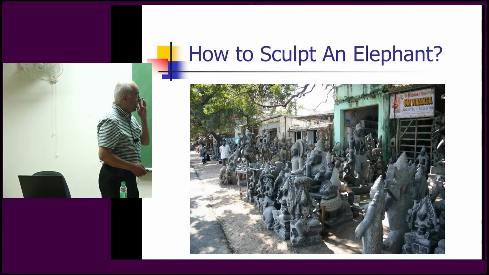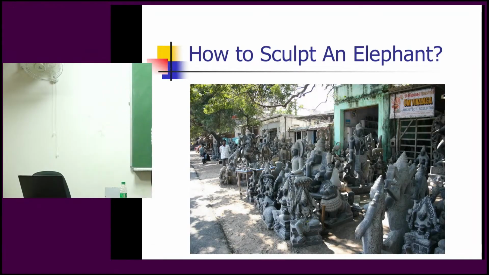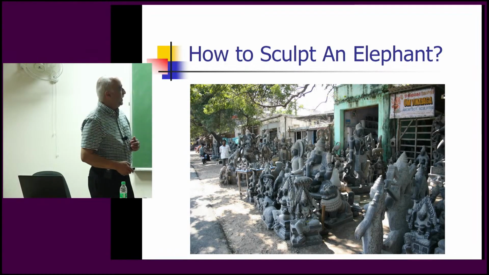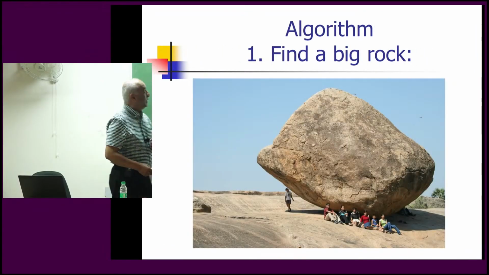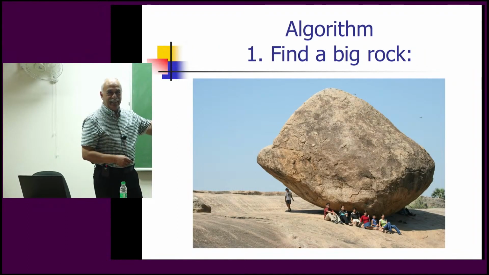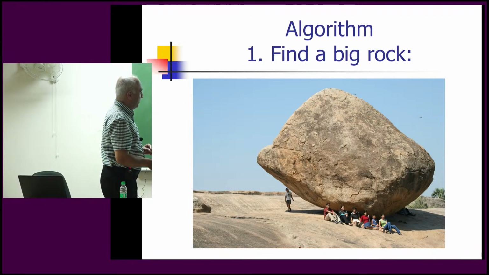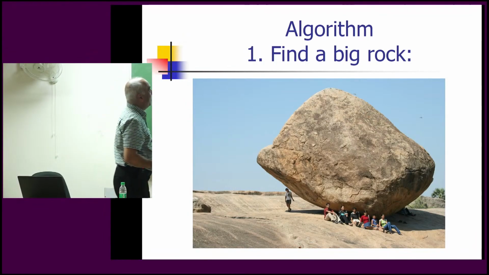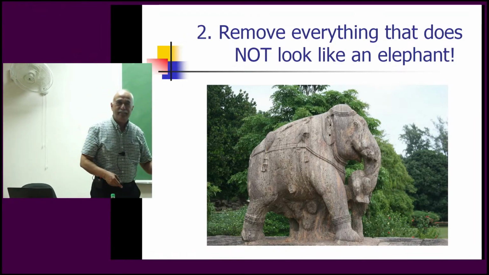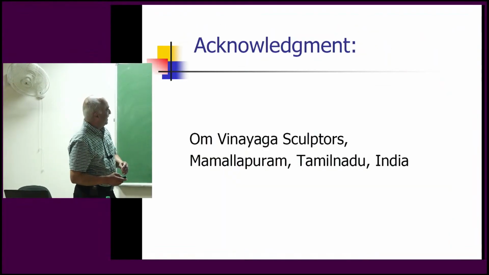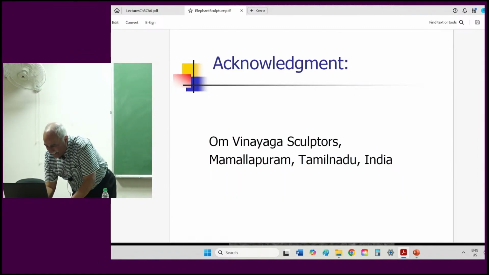Somebody went to Mamallapuram and asked, oh, how do you make all these beautiful sculptures? How do you sculpt an elephant? He's making that there, it's not so easy, but the algorithm is: find a big rock. And this is also from Mahabalipuram or Mamallapuram. My nieces and nephews are sitting under that big rock. It's been there for a long, long time. I hope it's still there. And remove everything that does not look like an elephant, and that's what you get. So, just for fun. Okay, that is segmentation.